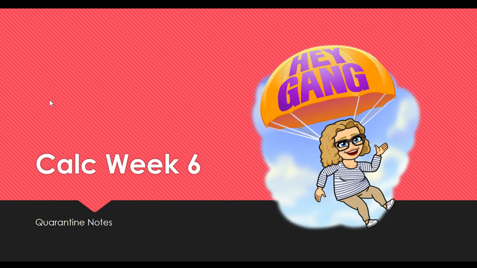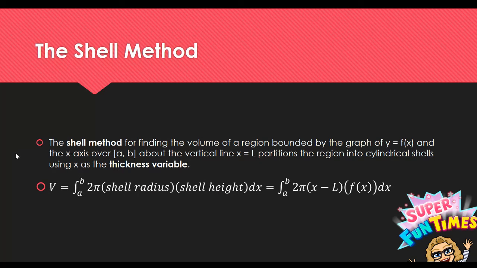We talked about the disk method and the washer method last week. So we are going to talk about the shell method this week. And the shell method is when we find the volume of a region, which is bounded by the graph of a function and the x-axis over some interval. And if we're finding it around a vertical line, x equals L, we're going to partition the region into cylindrical shells. And x is what we call the thickness variable.